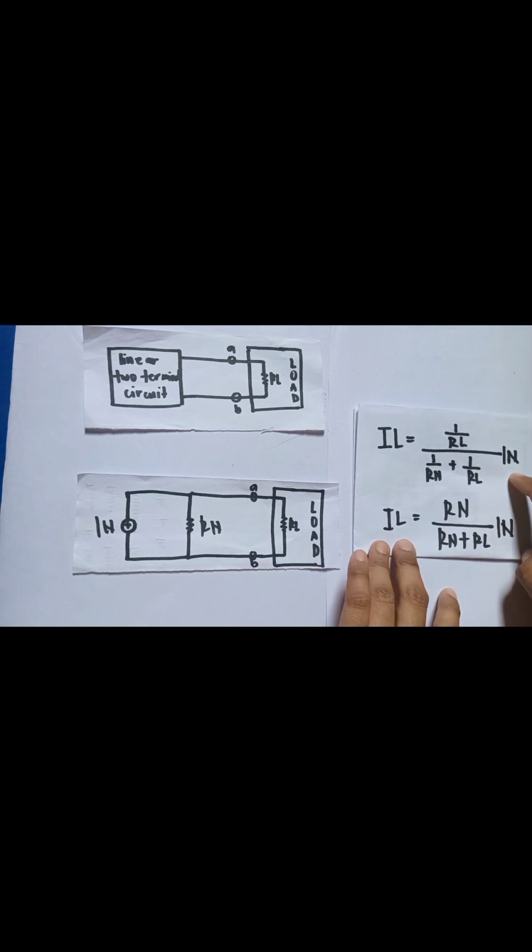IL is equal to (1/RL) over (1/RN plus 1/RL) times IN, or simply we can use this formula: RN over (RN plus RL) times IN. To get the voltage across RL, we use Ohm's law, which is VL is equal to IL times RL.